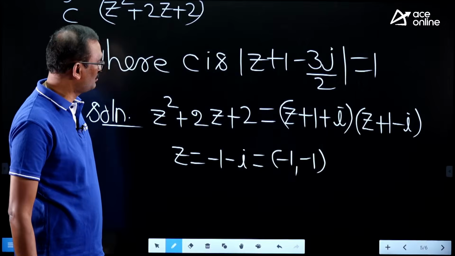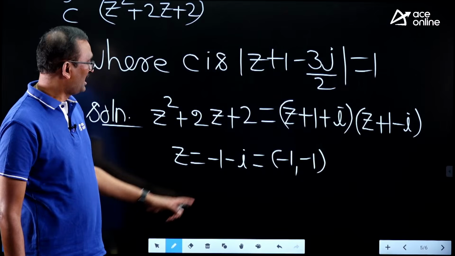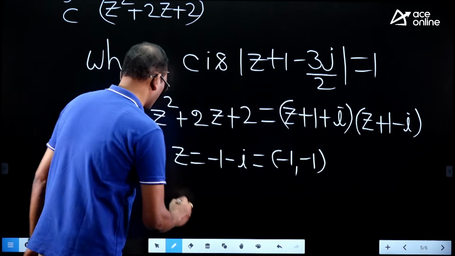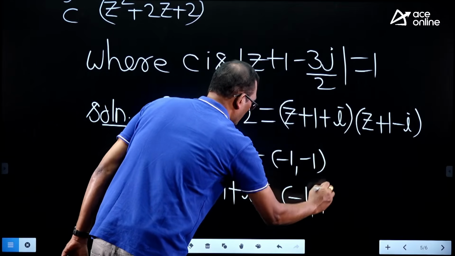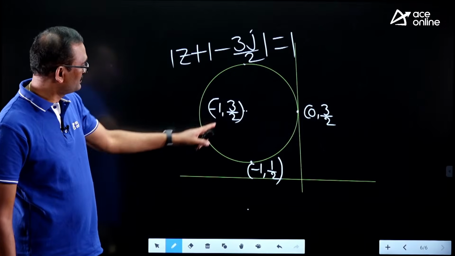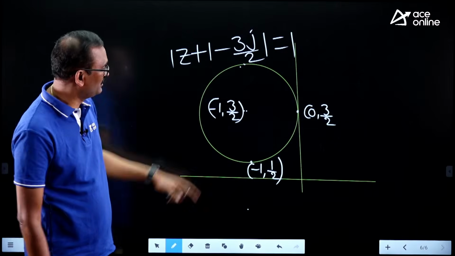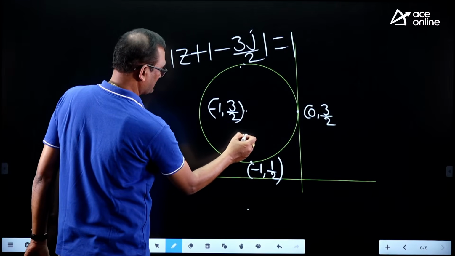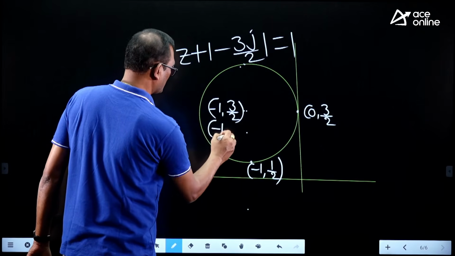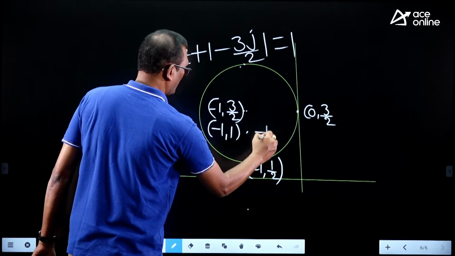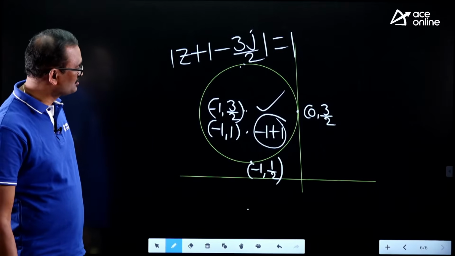Minus 1 comma minus 1, you observe this, it lies outside. Moreover, another singular point is z equal to minus 1 plus I, which can also be written as minus 1 comma 1. You observe this, everyone: this is minus 1 comma 3 by 2, this is minus 1 comma 1 by 2, this is minus 1 comma 5 by 2. So minus 1 comma 1 lies somewhere between minus 1 comma 1 by 2 and minus 1 comma 3 by 2. So only the singular point minus 1 plus I lies inside the curve. The other singular point lies outside the curve.